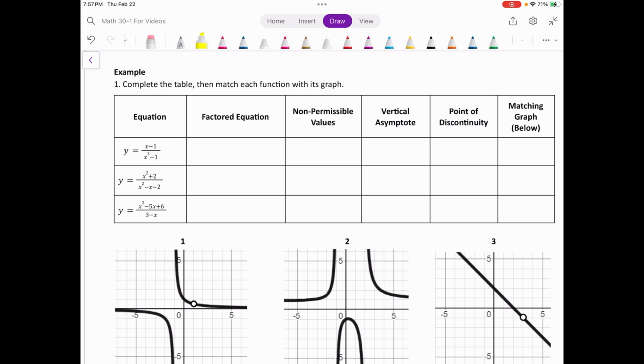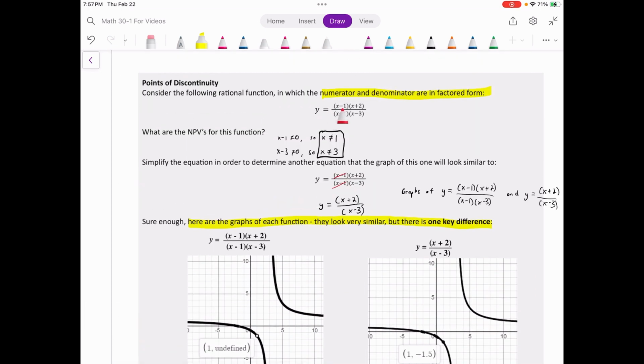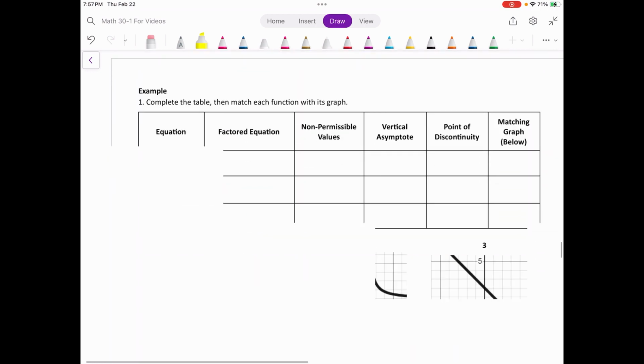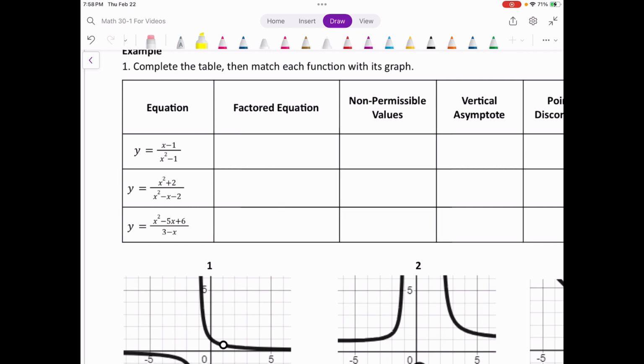Imagine if this was all FOILed back out and we didn't have it factored. We'd never notice that x minus 1 canceled out because we wouldn't have those two factors being multiplied together, right? We wouldn't have x minus 1 times something over x minus 1 times something. So we need to factor first in order to make this, really to make it possible in the first place, but definitely to make it a lot easier. So let's factor this first. Numerator, can't do much with that. x minus 1, there's no factoring that, right? No greatest common factor, anything we could do there.